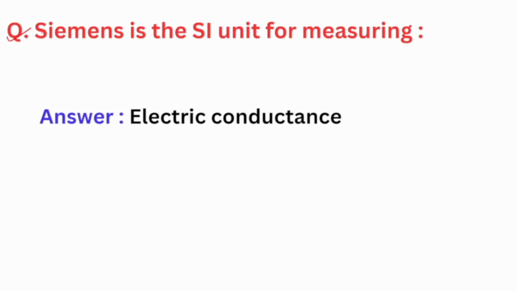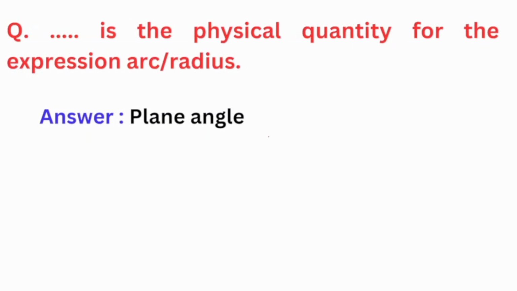Next question. Siemens is the SI unit for measuring electric conductance. Next question is dash is the physical quantity for the expression arc radius. The answer is plane angle.